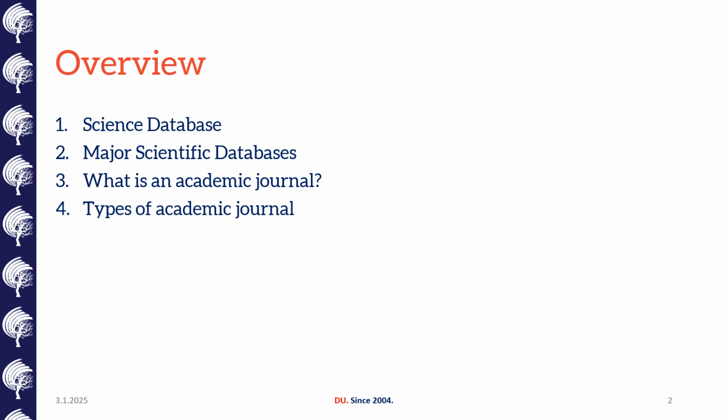To achieve the main aim of this short course, we are going to learn, first, what a science database is. Second, what major scientific databases are. Third, what an academic journal is. Fourth, learning about different types of academic journals. Next, how to measure journal impact and quality.